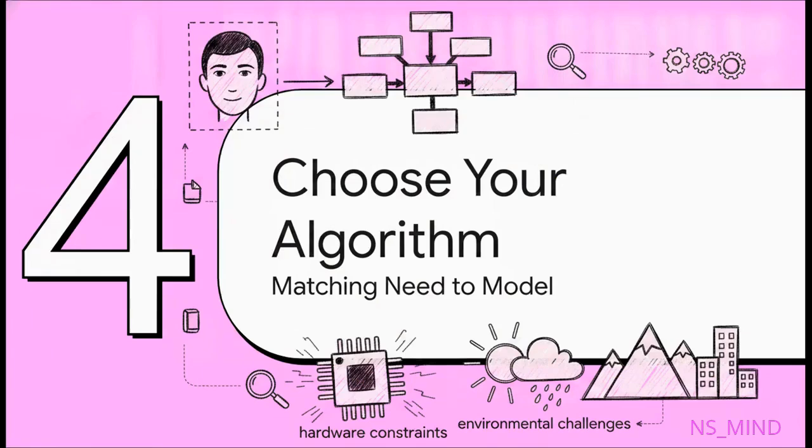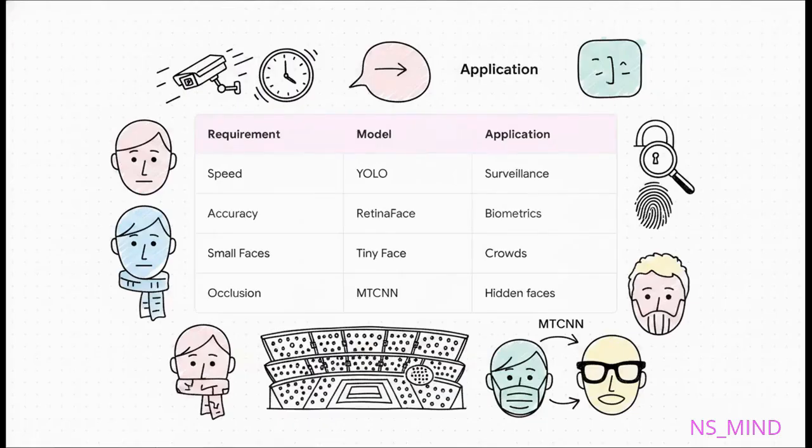Which leads us perfectly into Section 4, choosing your ideal algorithm and matching your specific need to the right model. Because out in the real world, best is an entirely subjective word. You really have to match your model's architecture to the physical constraints of your hardware and the specific environmental challenges of what you're trying to build. So let's synthesize this into a quick decision matrix.